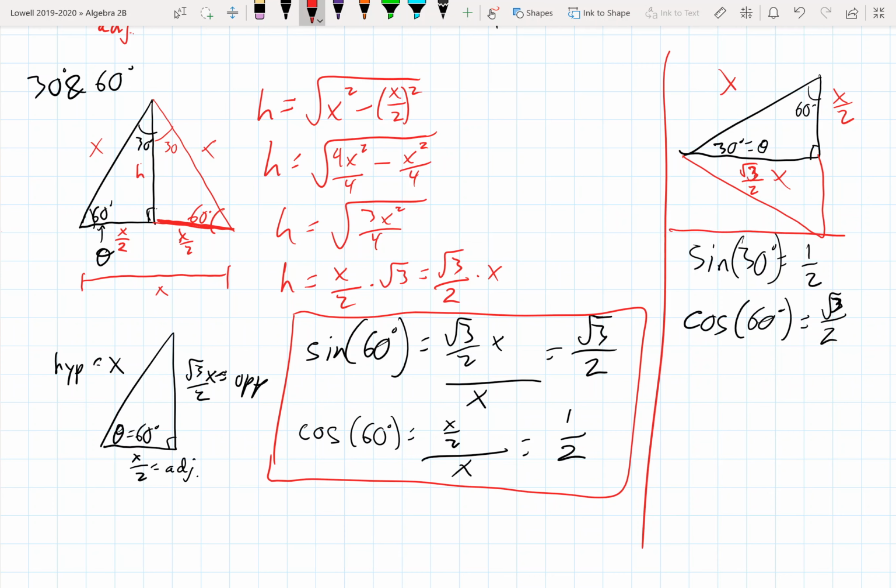So really, as long as you can visualize what a 30, 60, 90 triangle looks like, and remember that it is simply half of an equilateral triangle, then you'll be able to figure out or pull out these trig values. So sine of 60 degrees is always going to be root 3 over 2, and cosine of 60 degrees is 1/2. And likewise, sine of 30 degrees is 1/2, and cosine of 30 degrees is root 3 over 2.